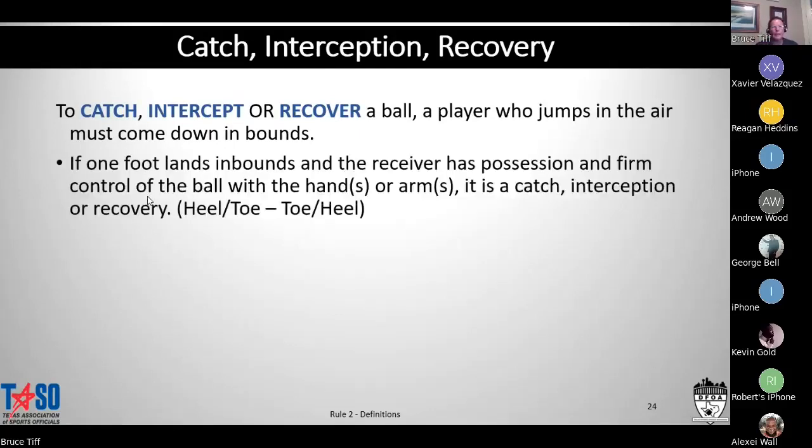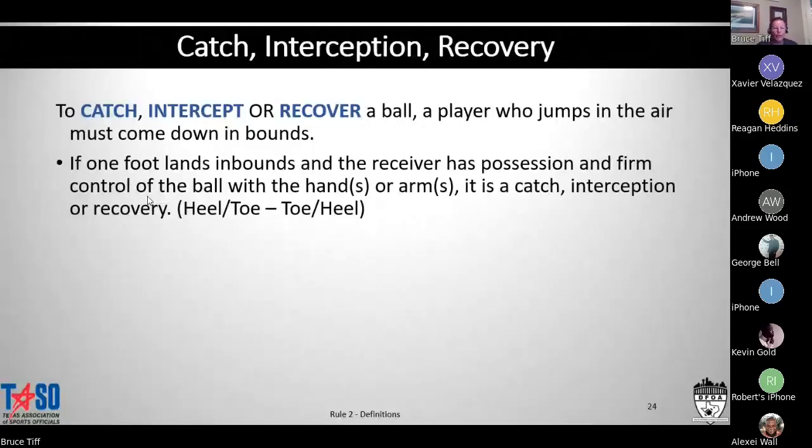So if one foot lands in bounds and the receiver has possession and firm control of the ball with the hands or arms, it is a catch, interception, or recovery. And we kind of got this heel-toe and toe-heel. We'll talk more about that when we cover the passing game, because there are some aspects of that that are important to understand, for you to know if they're really catching, intercepting, or recovering a ball.